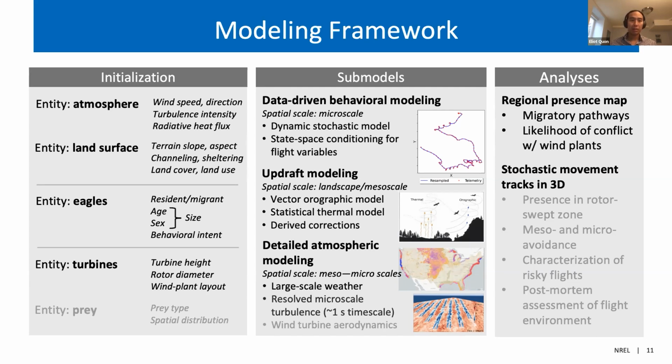Our modeling framework includes essentially three components. There's the behavioral modeling that's based on updraft modeling, which is then based on our atmospheric modeling across different scales. In our analyses, currently we have a way to predict relative presence. This gives us an idea, at the landscape or mesoscale, of what the migratory pathways might look like and where we might expect conflict with wind plants. We're currently in the process of converting this to a stochastic 3D movement model. That's a big reason why we're meeting here today, to solicit input from you all, the stakeholders and end users of the code we're developing.